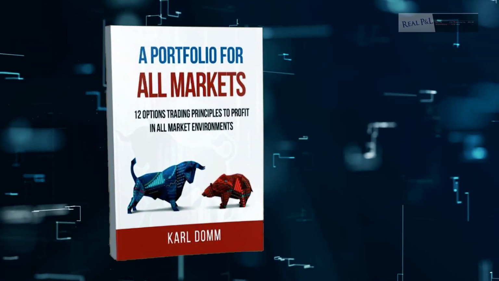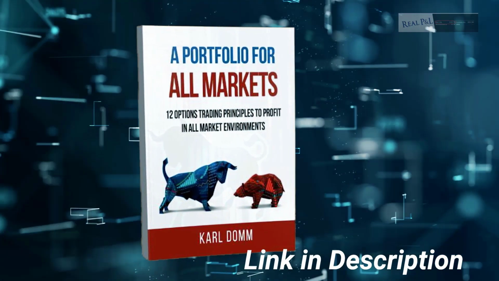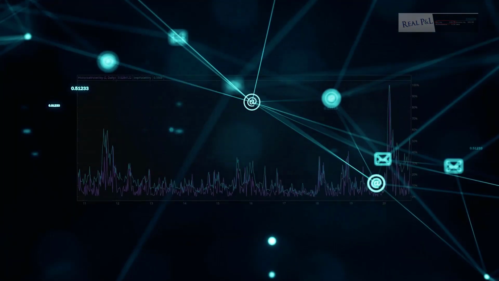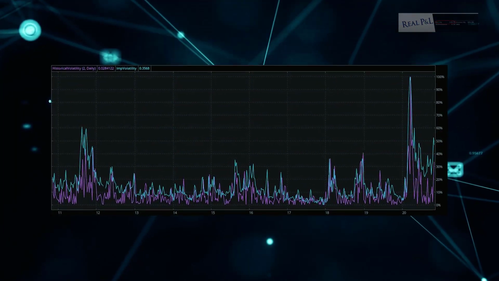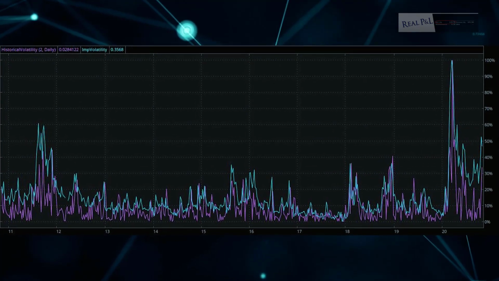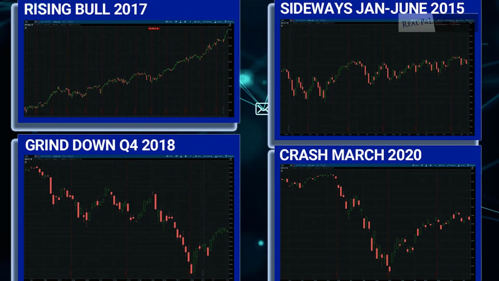In my book, I go over the 4 market types for premium selling options traders. And that is what my two separate systems are set up to do. They're set up to take advantage of the difference between implied volatility and actual volatility by selling option premium. The 4 market types are: number 1, the rising bull; number 2, the sideways market; number 3, the grind down market; and number 4, the crash market.